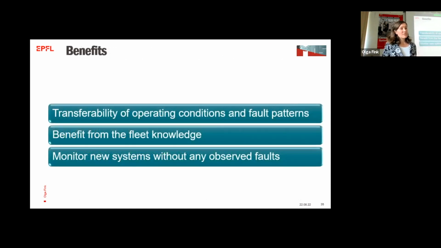So what we saw so far was that, on the one hand, we could transfer the operating conditions and the fold patterns between different units or between different operating conditions. And this is really how we could unlock the knowledge from the fleet. Because this is where we're not just relying on one unit, but where we're really able to transfer the experience between the different units in the fleet. And we can really start monitoring the systems from the very beginning. So we just need to collect a part of the healthy data, and this is when we can start transferring it between the different units.